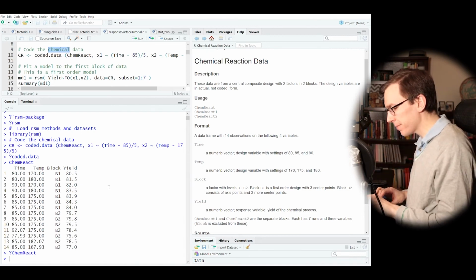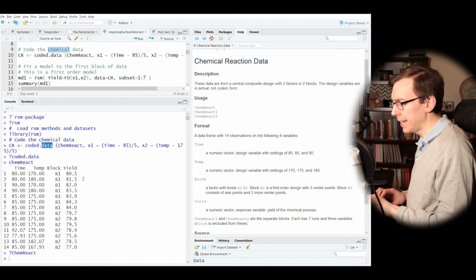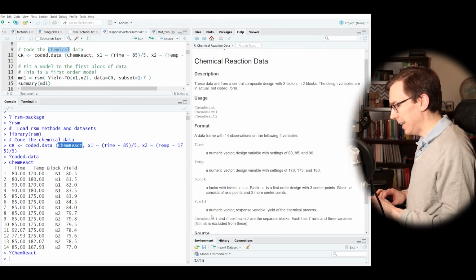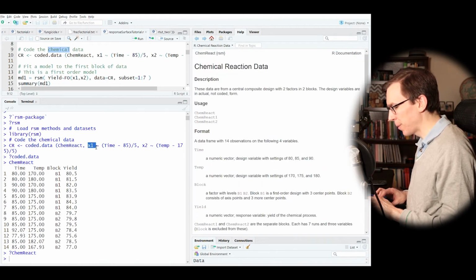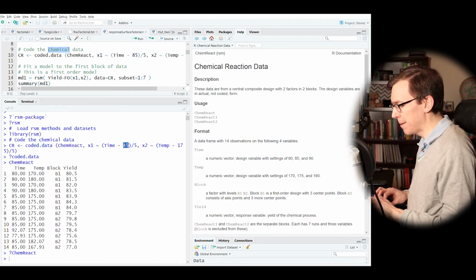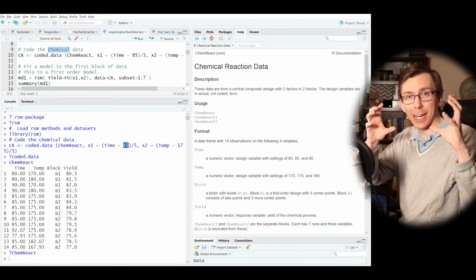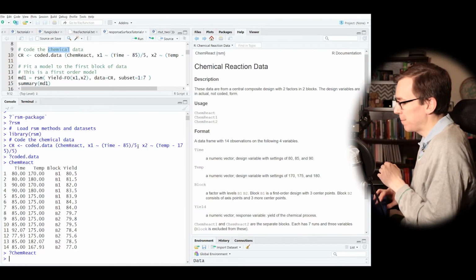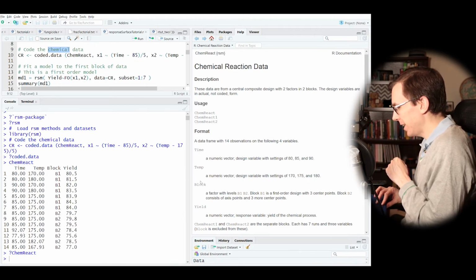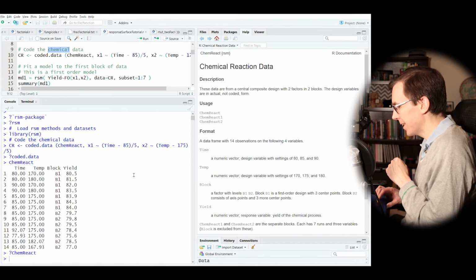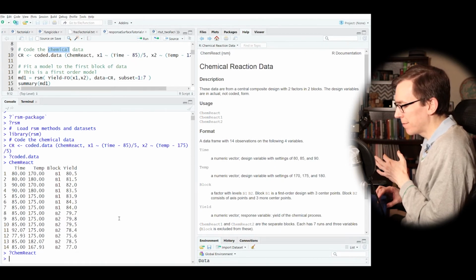So first we have to code it. And that's what this coded data function does here. What I've done is I followed the example that they had somewhere in here, where we basically turn time into x1 and we turn temperature into x2. We do that by first, for time, subtracting 85. So 85 becomes 0, becomes the origin, and then we divide by 5 to scale everything. Same with temperature, we subtract 175 and then we divide by 5.